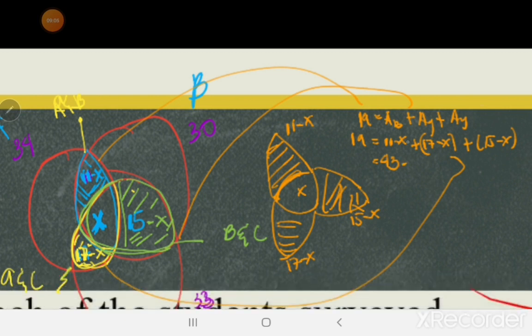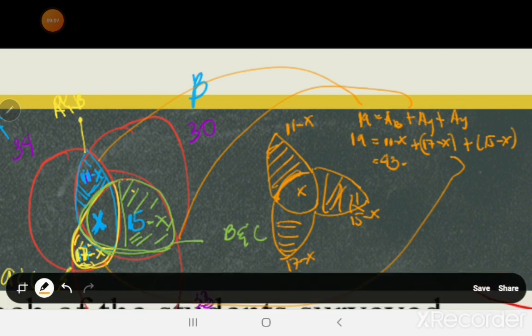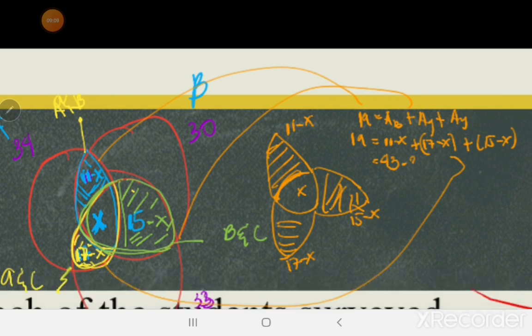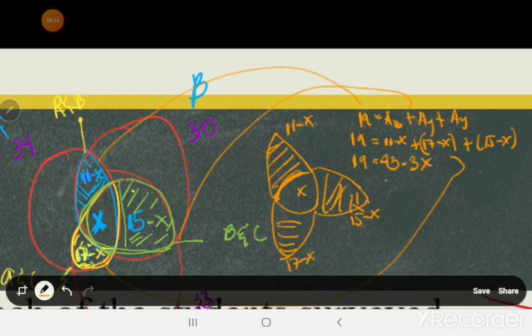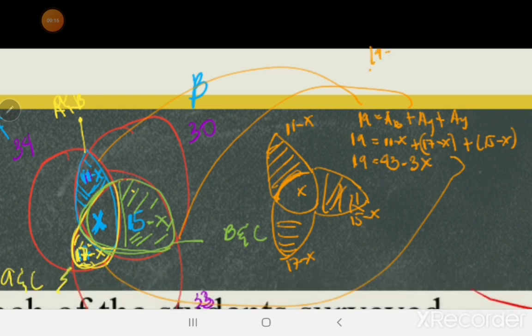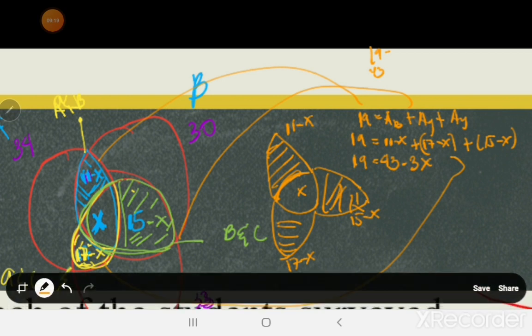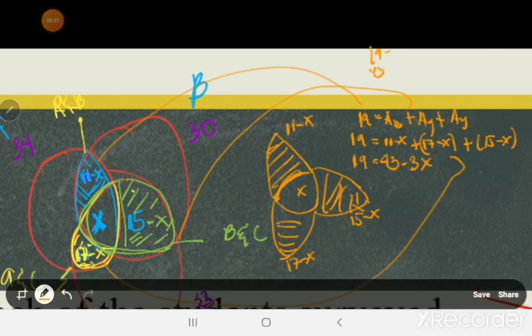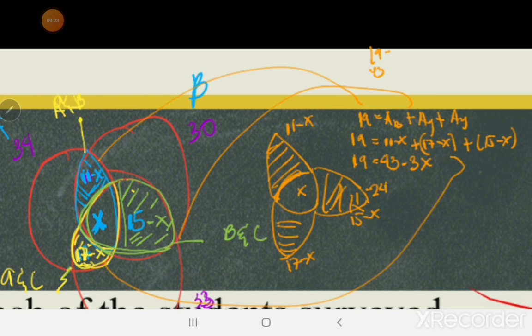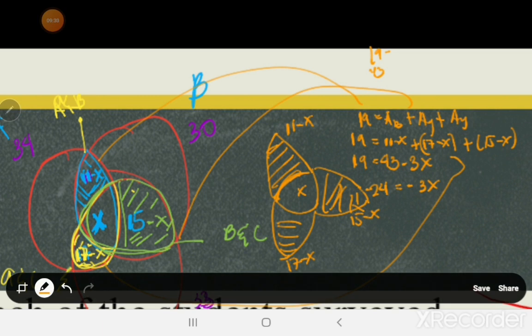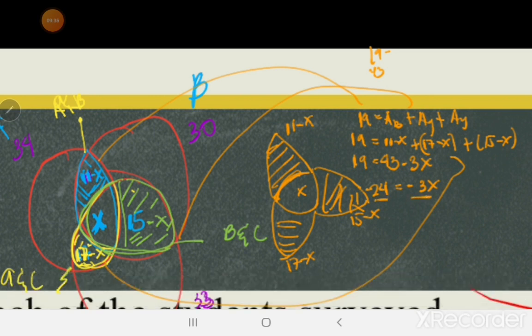Minus x, negative x plus negative x is equal to negative 2x minus x is equal to negative 3x, which is equal to your 19. So, 19 minus 43 is equal to negative 24. Tama? Negative 24 is equal to my negative 3x. Diba? Tama yan. Okay? So, we have negative 24 divided by negative 3.